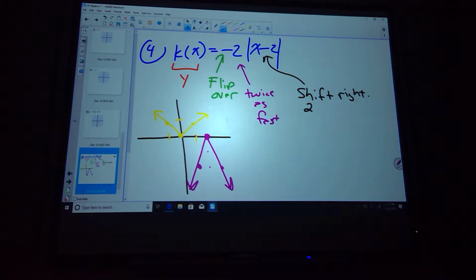So it's definitely steeper. It's twice as steep as the yellow. And again, I'm just using the yellow as a reference so I can describe what's going on with it. Is that okay? What other questions did you have? Yeah. So if it's in the absolute value, does the sign always switch?